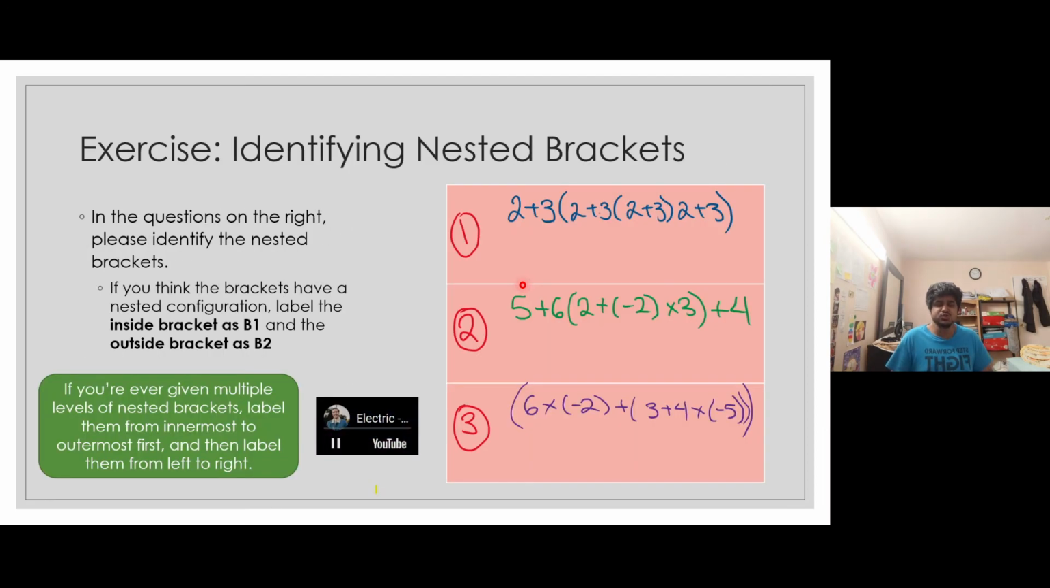Now, let's do a quick 5-minute exercise. That already went off by itself, so let's stop that there. What I'd like you to do is very simple. In these questions on the right-hand side, I would like you to please identify all the nested brackets. First of all, are there any brackets? Second of all, label them. And third of all, I've added one more thing I'd like you to do here. If you think the brackets have a nested configuration, I would like you to label the inside bracket as B1 and the outside bracket as B2. Okay? And don't worry if you don't know how to do that just yet. Afterwards, we will take this up. Okay? Go for it. Good luck.